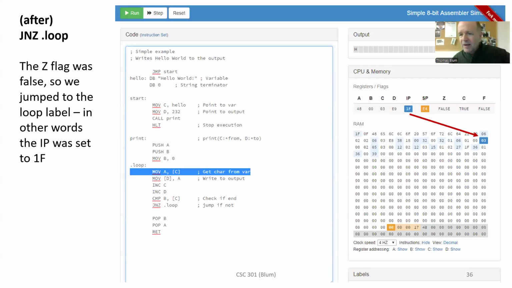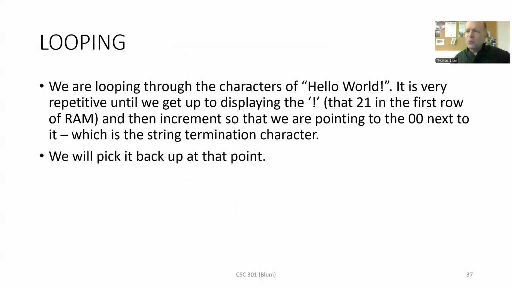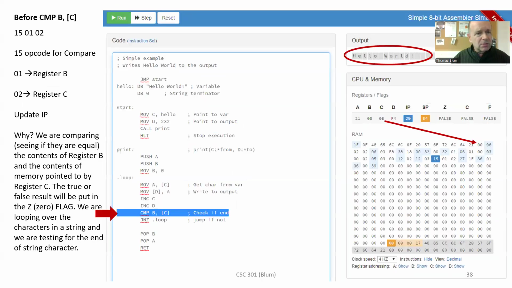So up there in the first row, you can see slightly under my red arrow, the 21, that was the exclamation point. And then the part that you can't see is the string termination character, the 00. So we're going to imagine we've finished the iteration with the exclamation point, and now we're at the 00. And so we're going to pick back up in that loop.